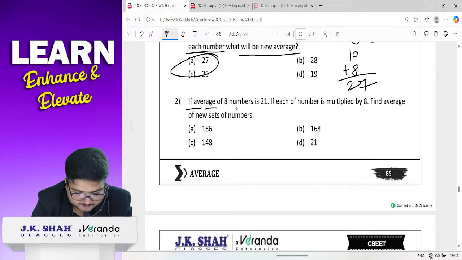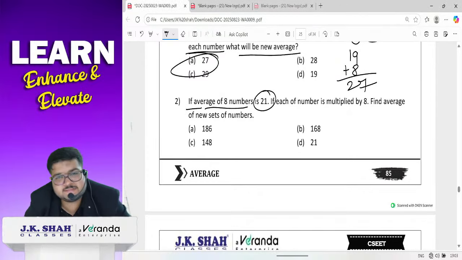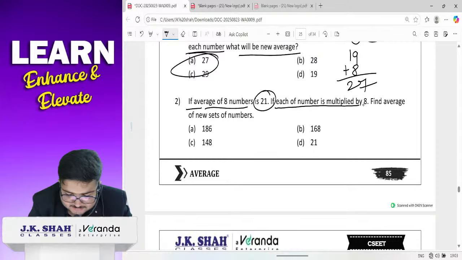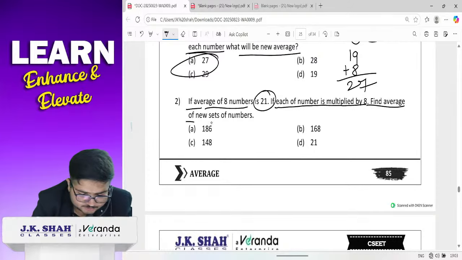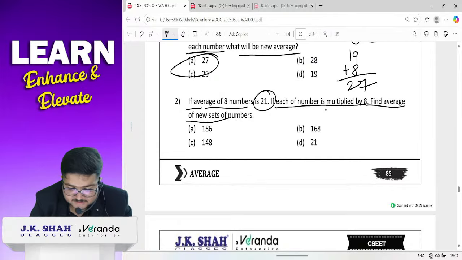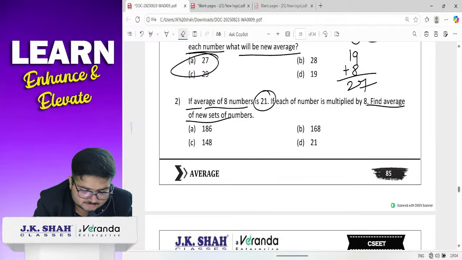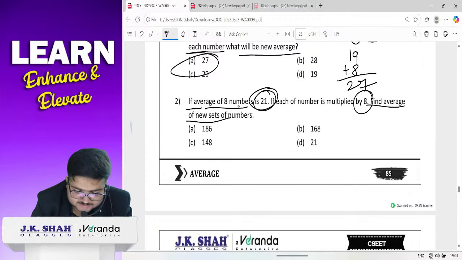If the average of 8 numbers is 21, and each number is multiplied by 8, find the new average. If each observation is multiplied by 8, then the average will also be multiplied by 8. So the average is 21, and 21 will also be multiplied by 8. The answer is 168.